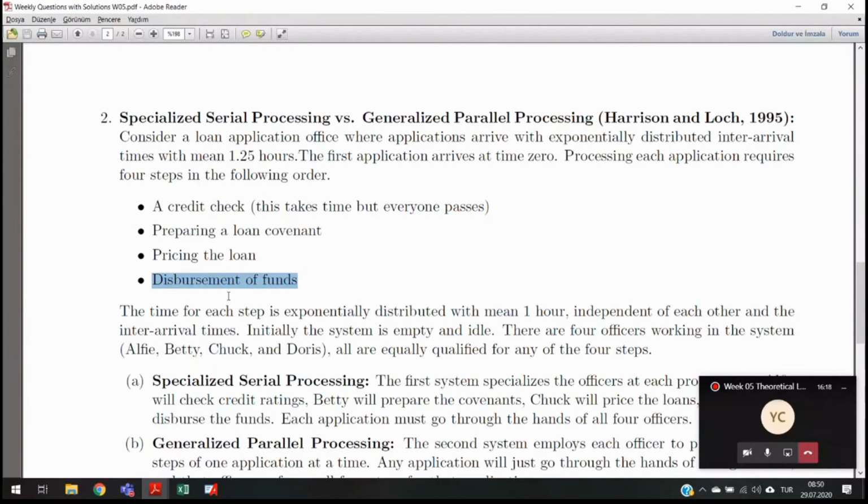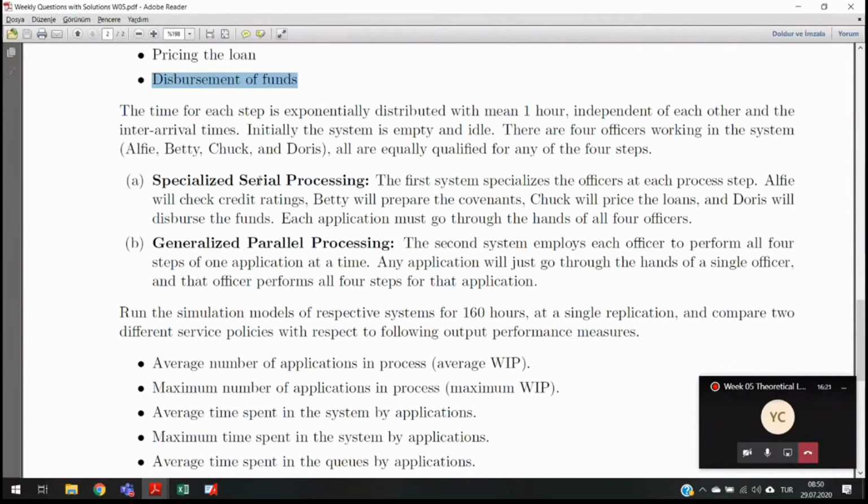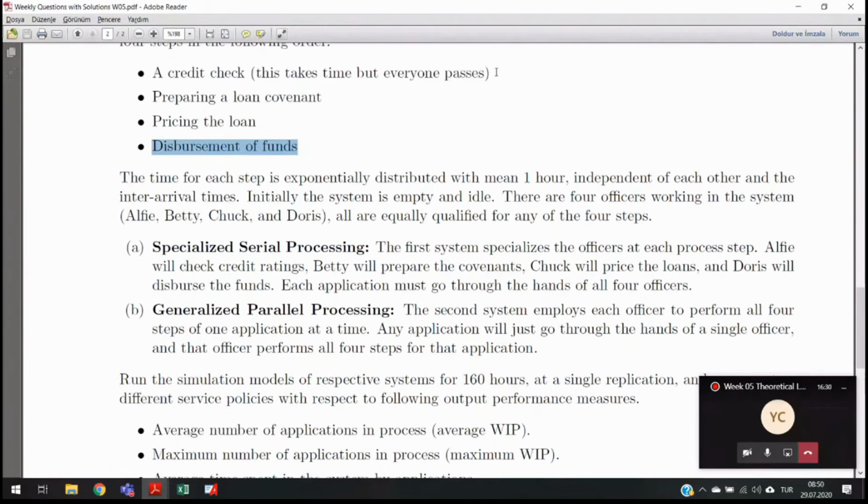Now, in the first part, we are going to apply specialized serial processing, which means each officer will be used at each process. So Alfie will be involved with the first process in specialized serial processing. So once we go through Alfie, we are going to go through Betty in the second process. Then we are going to go through Chuck, and then Doris in the third and the fourth processes. Okay, so it is going to go like that. Then once we leave the fourth process, we are going to leave the system.